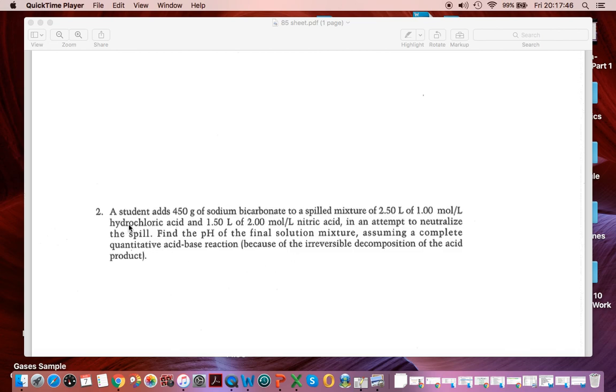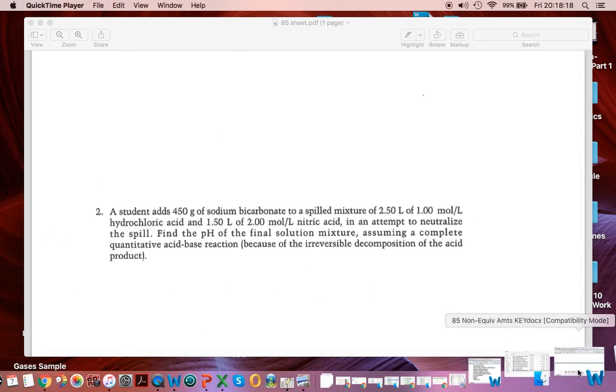What we have is we've had a spill of hydrochloric acid and nitric acid. And for lab safety, if we spill acid, it's typical to add sodium bicarbonate, a weak base, to neutralize it. If we had spilled base, we would add vinegar to it, but that's an aside. So what this means is we're going to have to get our moles of base from the sodium bicarbonate, and we're going to have to get our moles of acid by totaling the moles of hydrochloric acid and nitric acid. And that's what we're going to do right now.